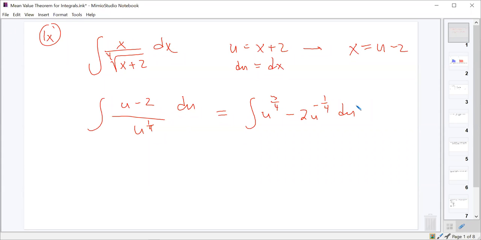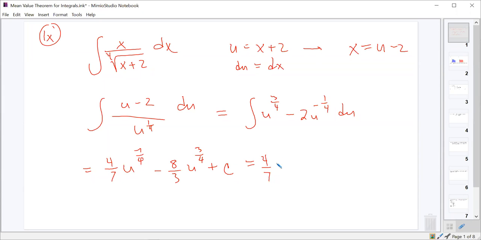The reverse power rule. Yeah, we're just going to use the power rule in reverse. Perfect. So we'll just do that. u to the 3/4 will go up to become u to the 7/4. And when we divide by 7/4, that'll be a 4/7 out front. And then u to the negative 1/4 will go up to 3/4, and we'll divide by 3/4. So that'll be like multiplying by 4/3. So we'll get minus 8/3 u to the 3/4. Plus, always plus a constant. Don't forget the plus a constant.